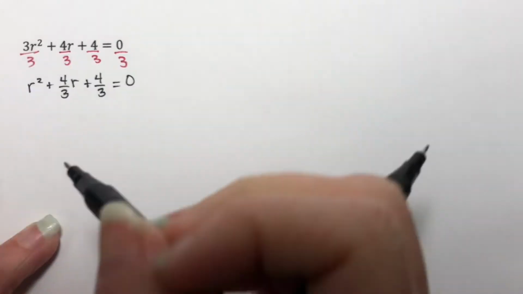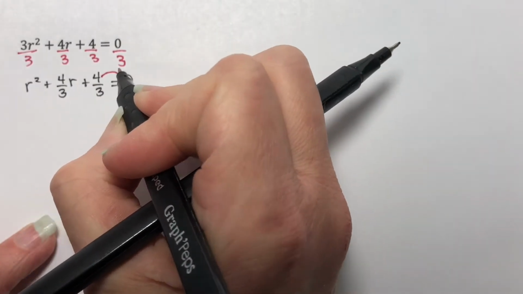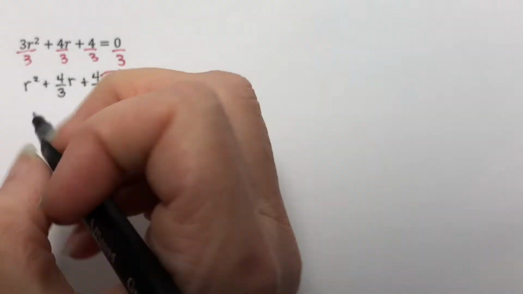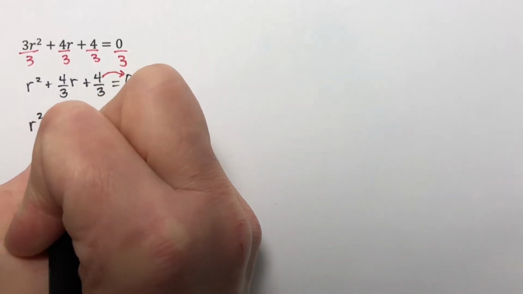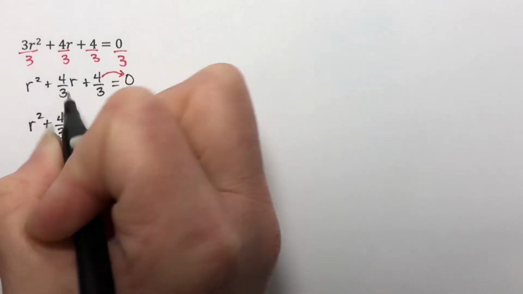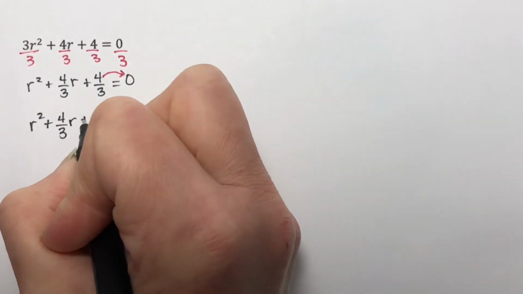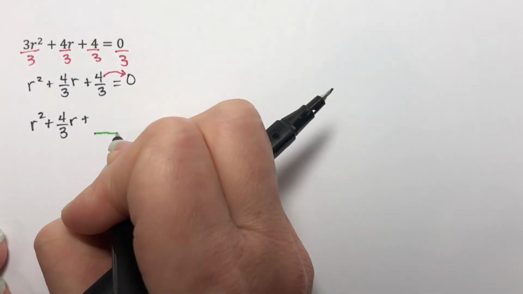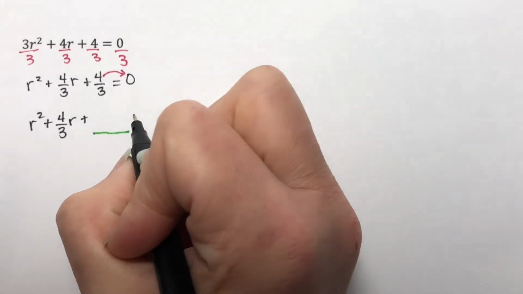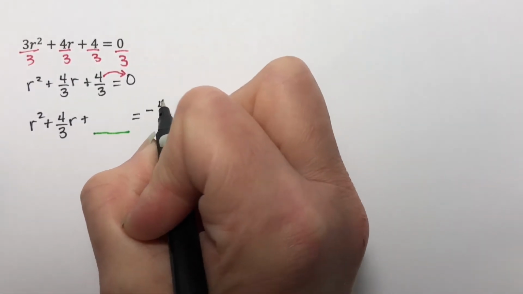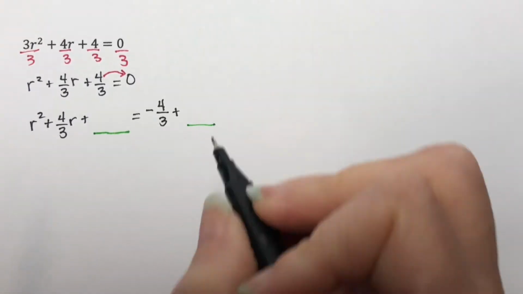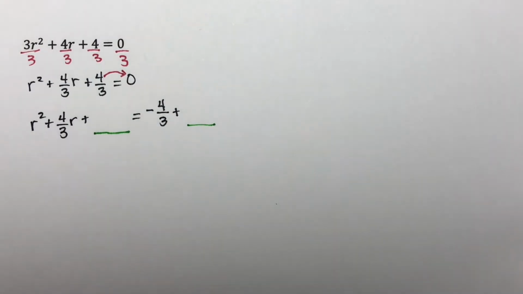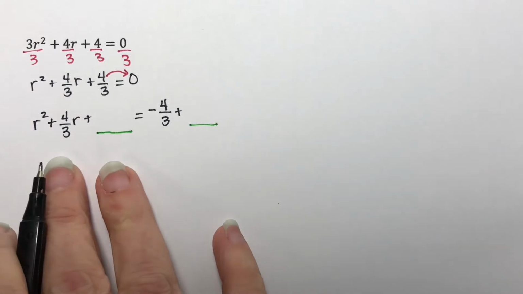The next step is to get the constant on the other side, so I'm going to subtract 4/3 from both sides. r squared plus 4/3 r plus, leave myself a blank here, is equal to negative 4/3, and that's going to be plus the same blank, whatever that is. Okay. So we need to find this magic number.